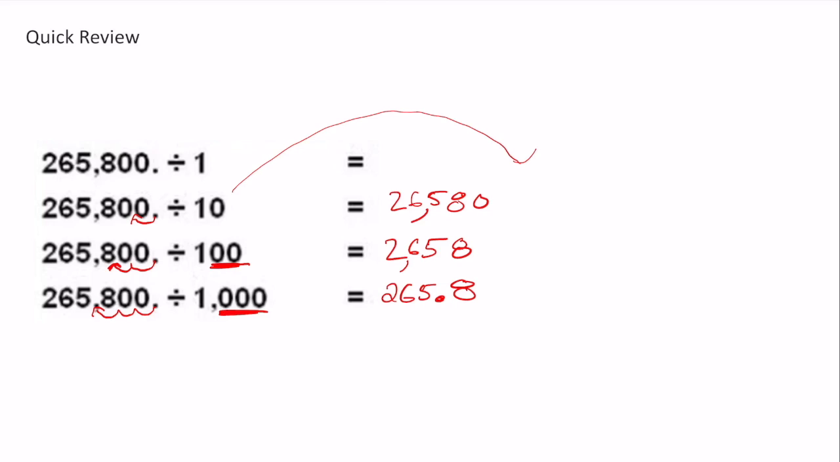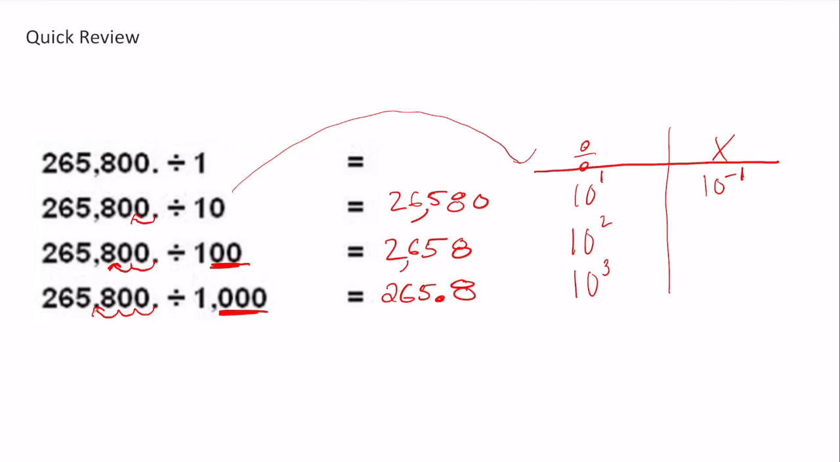We divided, we can think about this too. We divided by 10 to the 1. 100, well, we divided by 10 squared. And 1,000, that's like dividing by 10 to the third. Now, here's the thing. We learned yesterday that we could think of division as the inverse of multiplication, right? So dividing by 10 to the 1 is the same as multiplying by 10 to the negative 1. Dividing by 10 squared is the same as multiplying by 10 to the negative 2. And dividing by 10 to the third is the same as multiplying by 10 to the negative third.